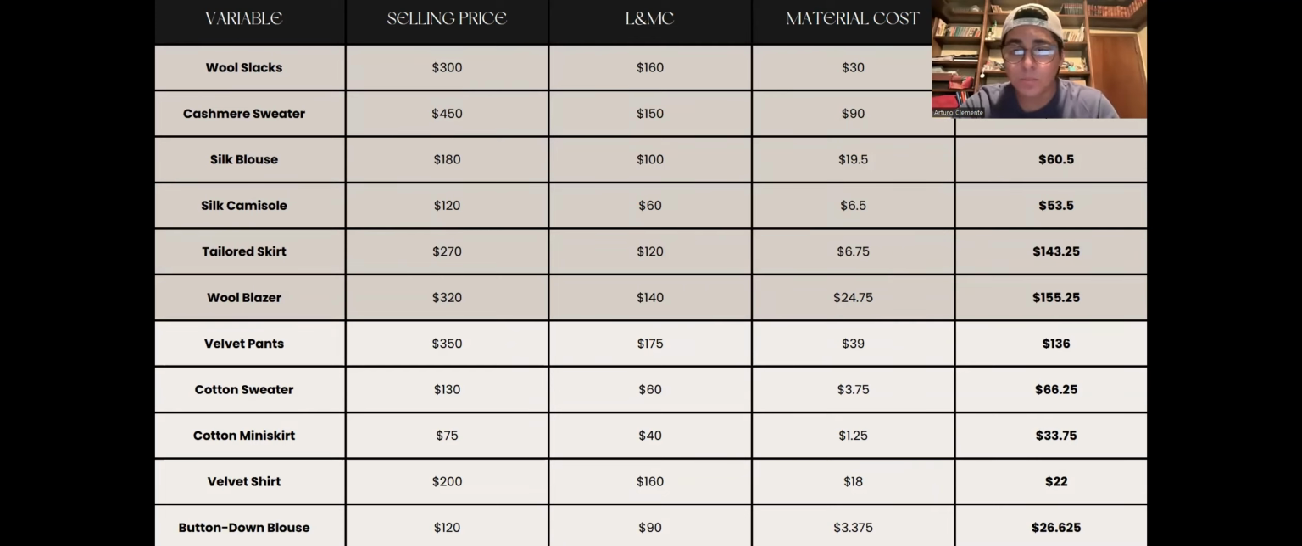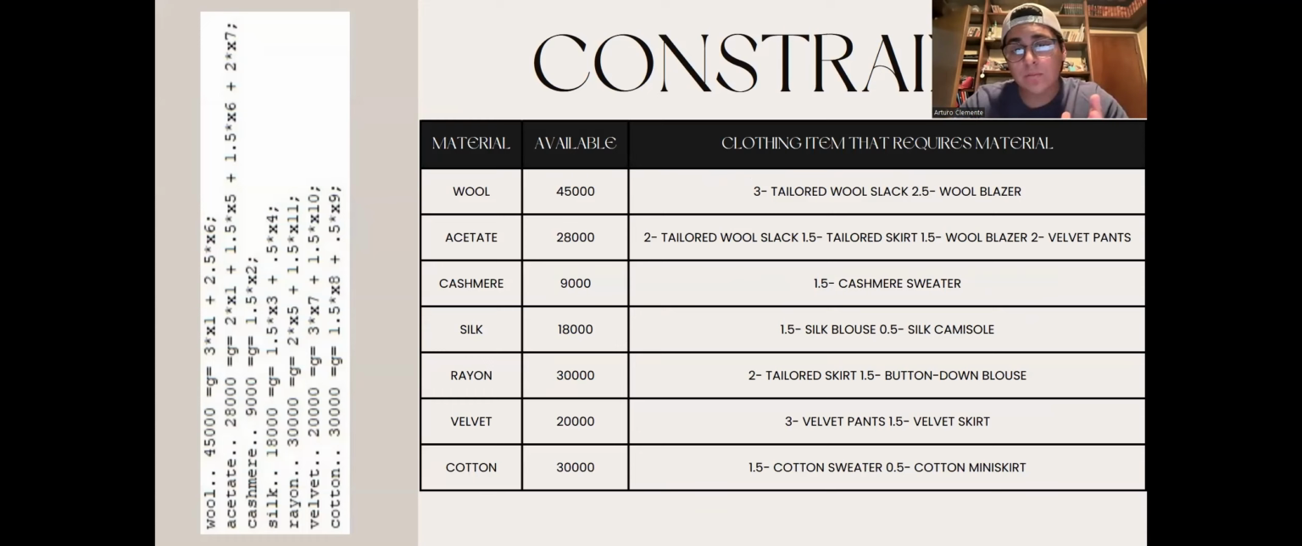So then we move on to the constraints. We can see that the wool we have an available of 45,000, with the clothing items that require the material being 3 tailor wool slacks and 2.5 wool blazers. Then we move on to the acetate, which is 28,000, with 2 tailor wool slacks, 1.5 tailor skirt, 1.5 wool blazer, and 2 velvet pants. The cashmere has 9,000 available, and the clothing item that requires the material is 1.5 cashmere sweaters.